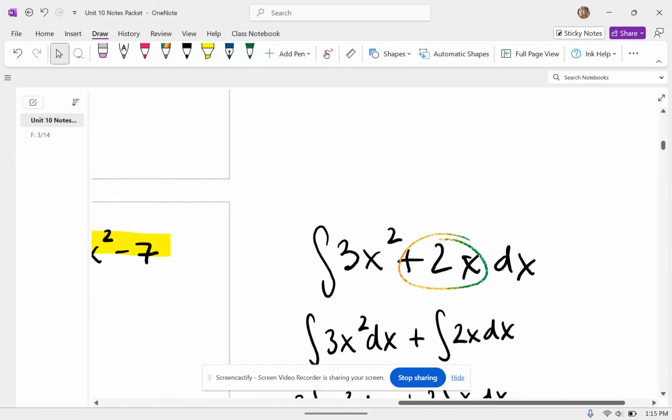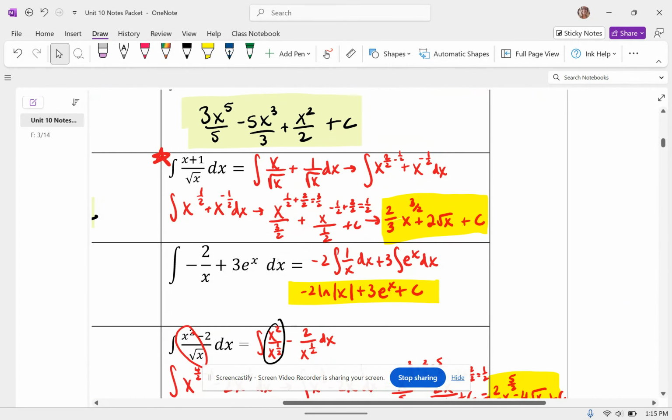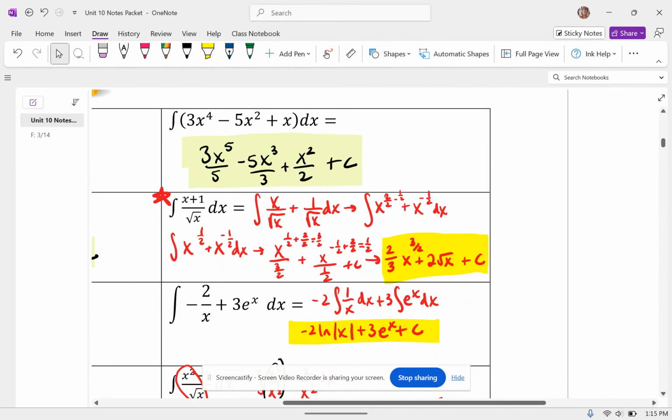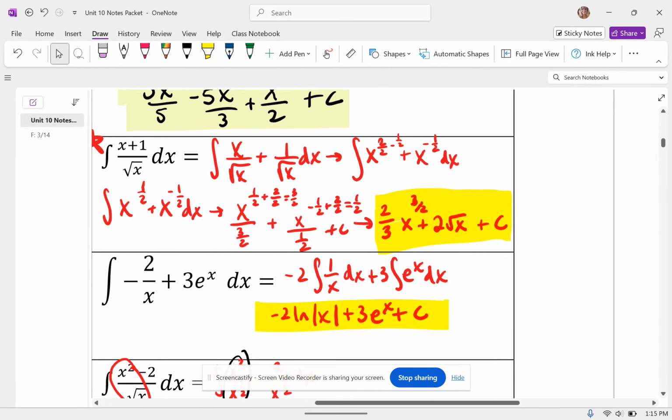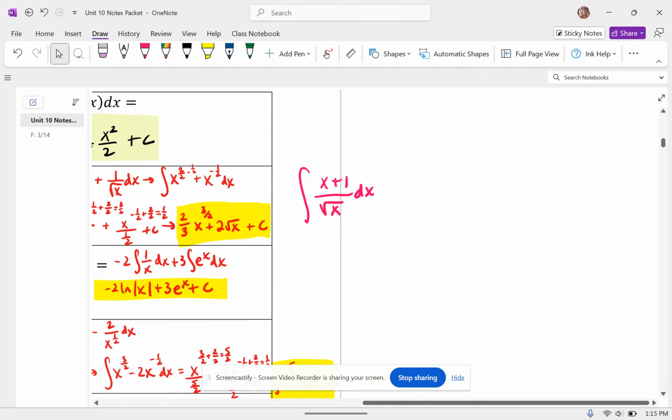Okay, so let's go back to looking at our skills. The rest of these were pretty easy. This one's just a straight polynomial. Look at the red star. The reason I starred this one is because this is just like when we were first learning how to take derivatives and didn't know about the quotient rule yet. You don't know the equivalent of the quotient rule in integrals, so how could you rewrite this so you can use the power rule?